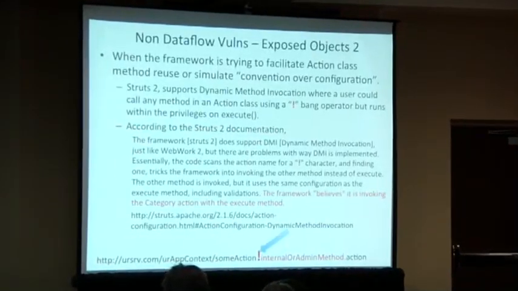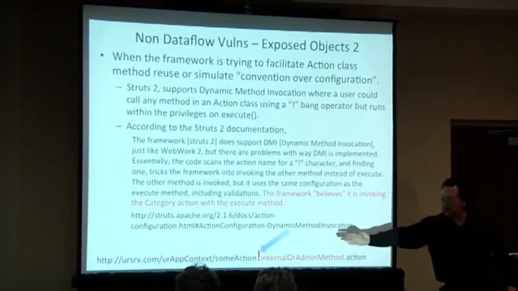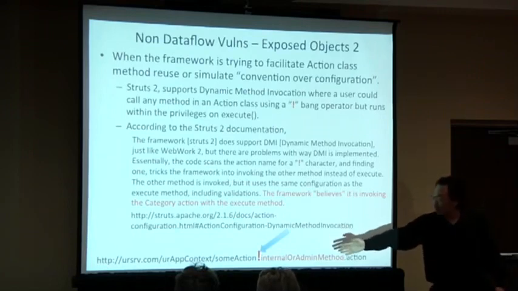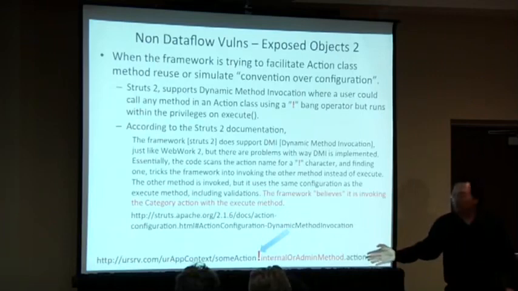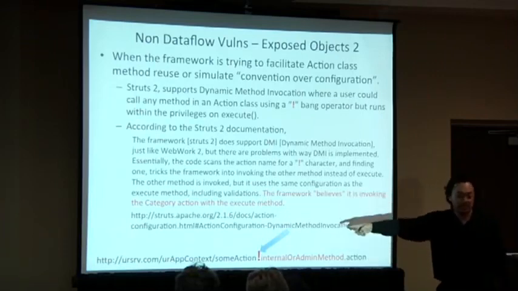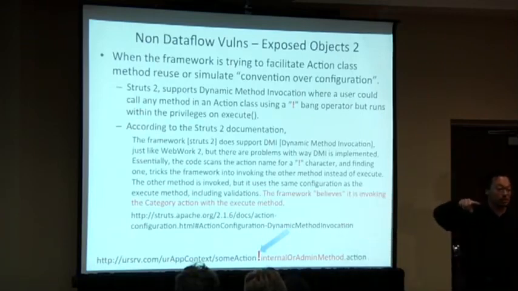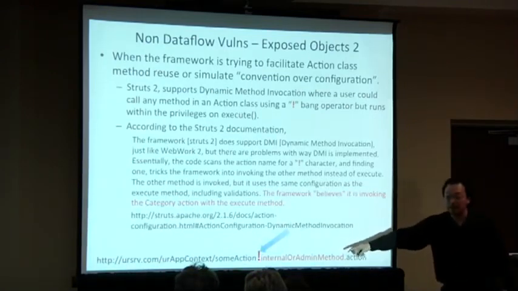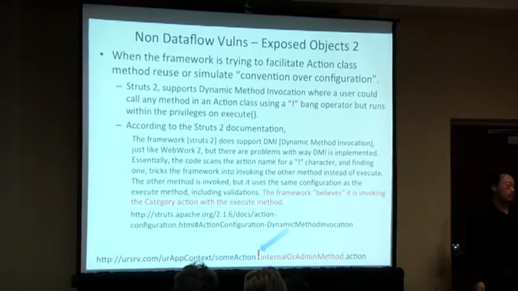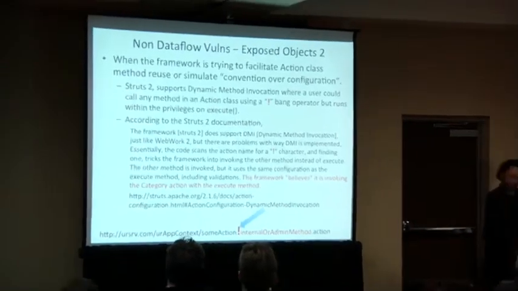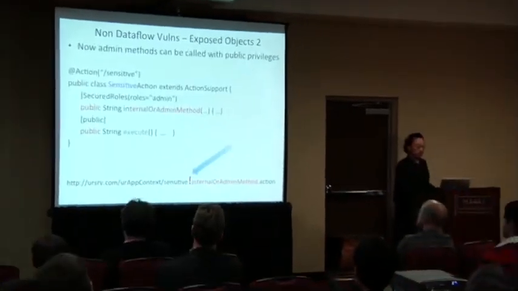There are other things that other frameworks do to try to help you out, but actually cause more problems. Struts2 has this magical exclamation point, which when you call an action, you can tell it to call some other method, but within the context of execute. So if execute is unprotected, but you've got a protected admin method, they can use this to call your admin method and bypass all of your authorization, because the framework thinks you're just calling execute.